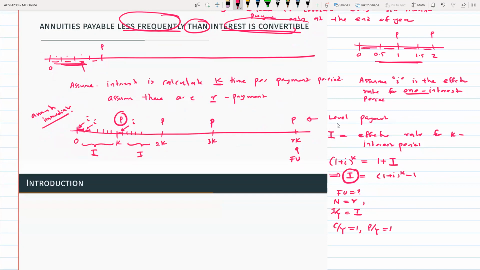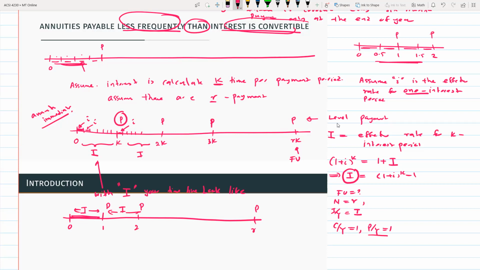Okay, so here, let me draw the timeline. How does it look? It looks like 0, 1, 2, and for the entire time period you have the rate I. So it looks like an effective rate. This entire time period has rate I. So payment per year is 1 now. Compounding per year is 1 because you have the effective rate for the entire time period.